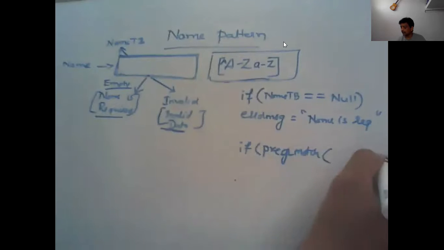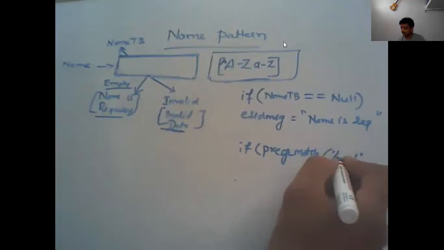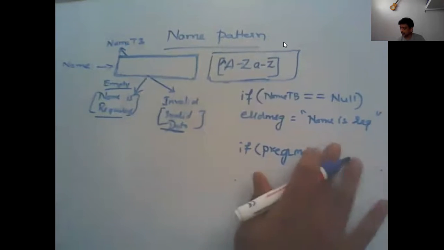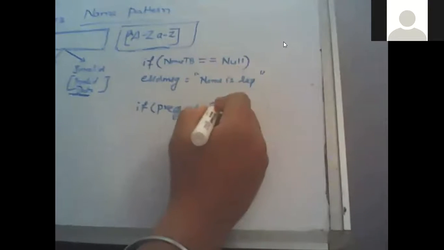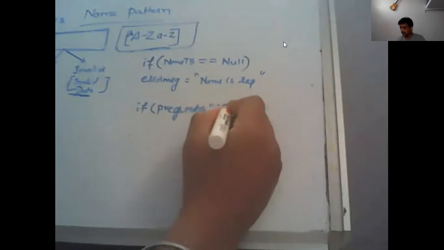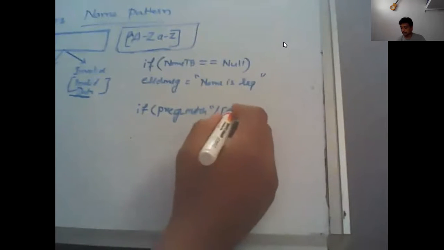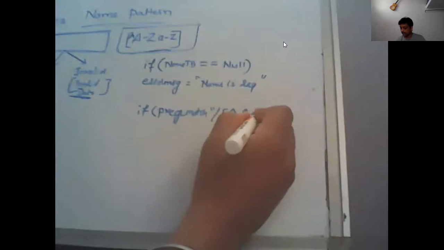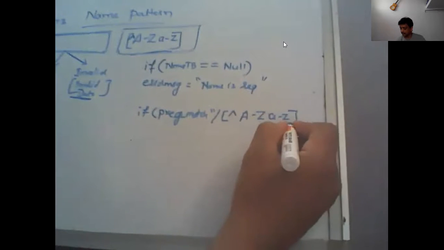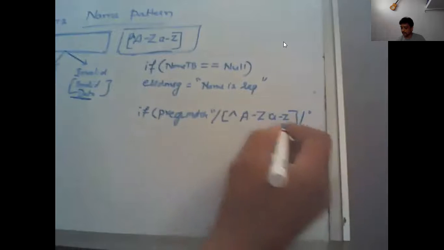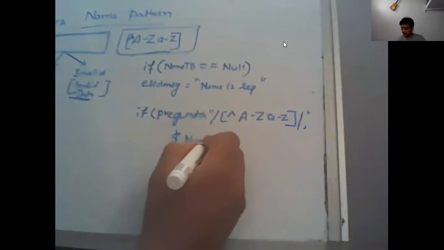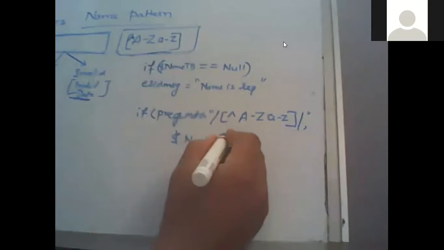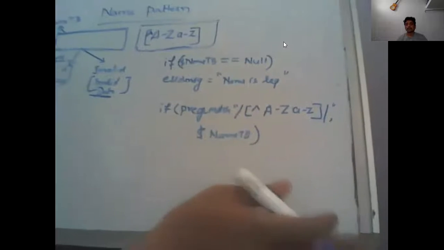So in preg_match, what is the pattern? Inside double quotes, inside slashes, what is the pattern within the square bracket? Square bracket and A to Z, or else lowercase a to z, and it should match with my input string, that is $name_tb. Yes, so this is what I want to write.